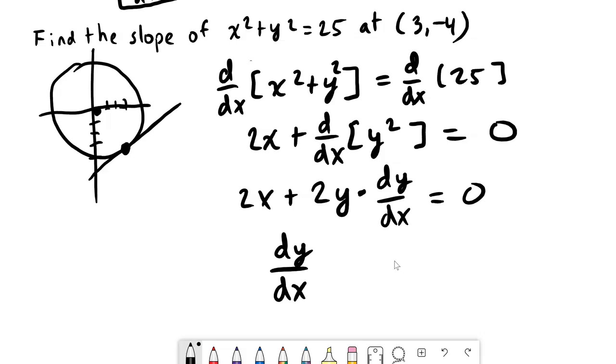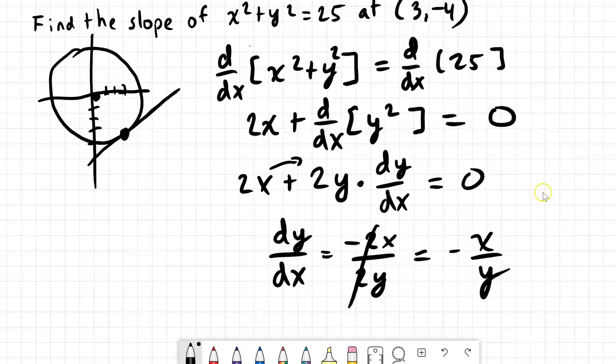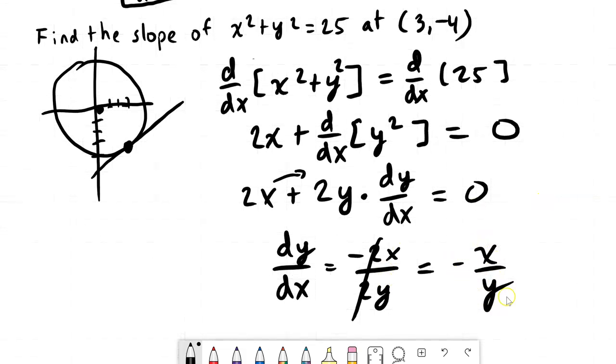Right, so in order to do that, I need to move this over and then divide by this, right? So move it over, this becomes negative 2x, and divide by 2y, since these are multiplied together. And then I can just simplify through, and I get dy/dx is defined to be negative x over y. In other words, the formula to find the slope at any point you want is given by this equation.